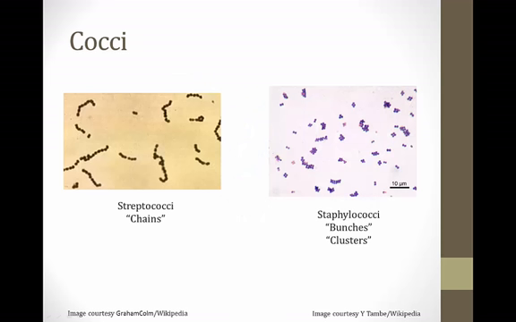And on this slide I've just shown you some microscope pictures of what they might look like. So on the left side of the screen we have some streptococci in chains, and you can clearly see that there are little circles forming long chains here, and that's what streptococci look like. On the right side we've got little circles, but they're forming in bunches or clusters, and that's what staphylococci tend to do.